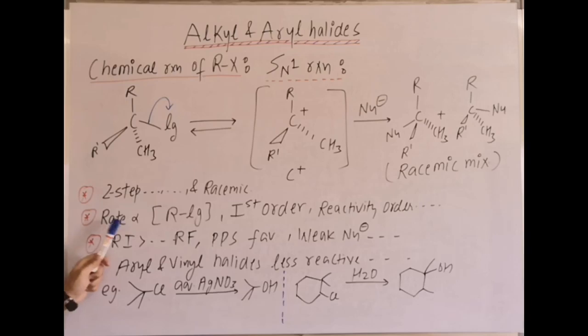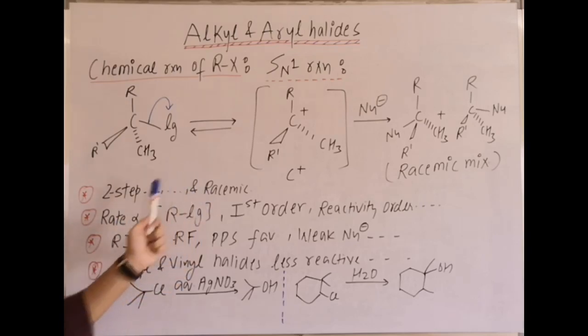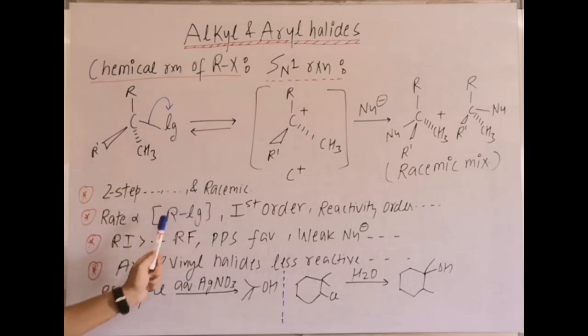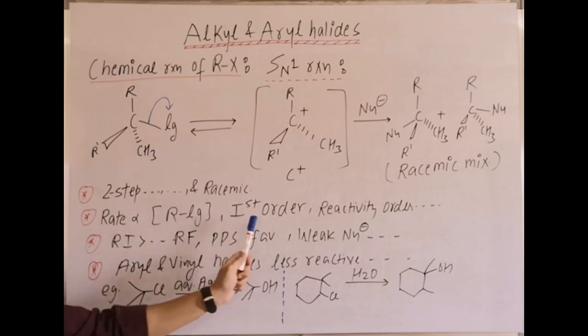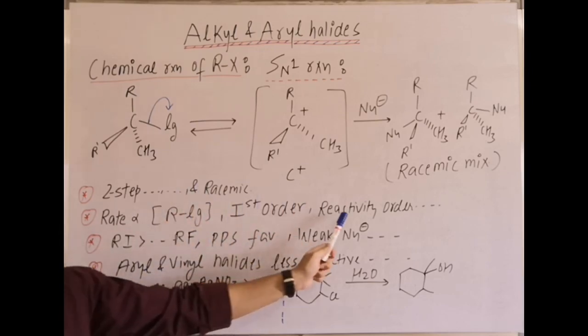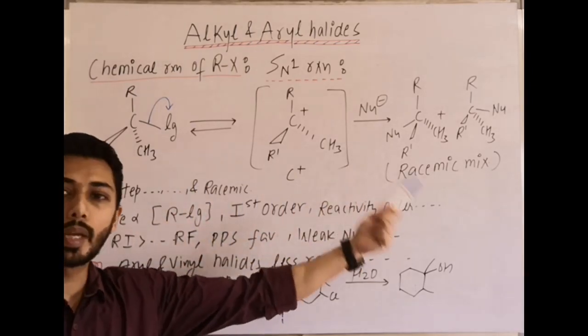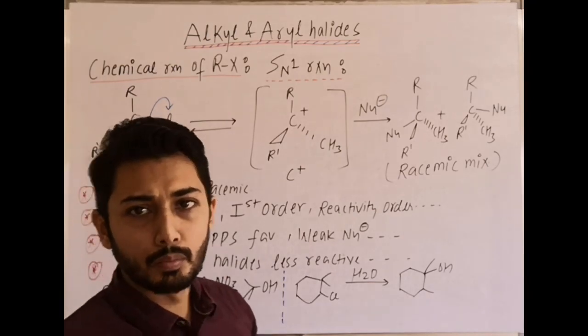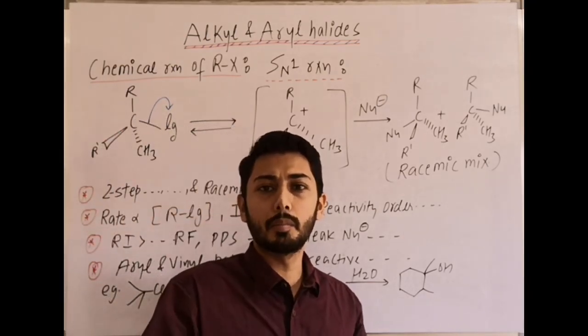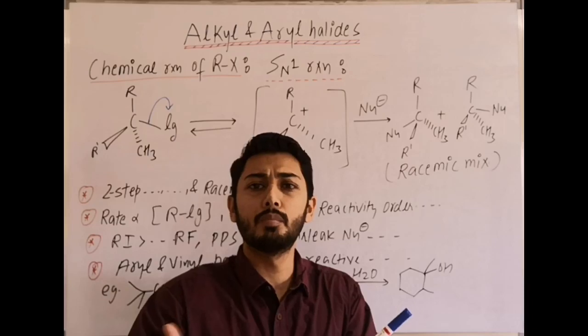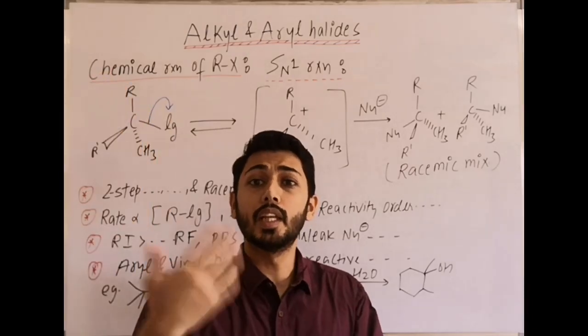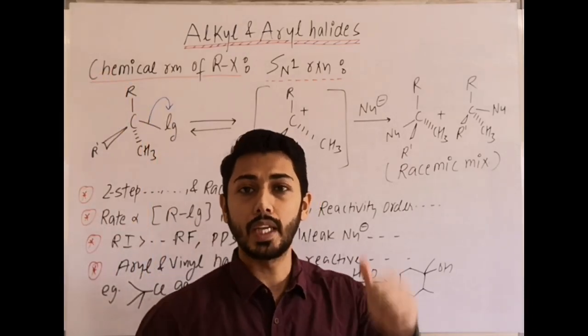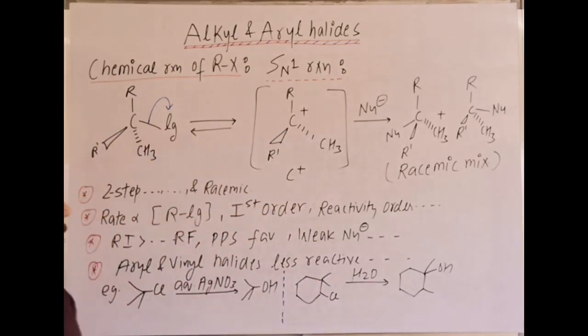Second point, the rate is directly proportional to the concentration of the substrate. If I put there alkyl halide concentration, it follows first order kinetics, and the reactivity order will be tertiary, secondary, primary. Why? Because tertiary gives the more stable carbocation, then secondary, then primary. It is the general order. If some more stable carbocations are given, then they will be even faster in the SN1 reaction. Some other points, RI maximum, then RBr, RCl, RF, because I minus is a better leaving group as compared to others.